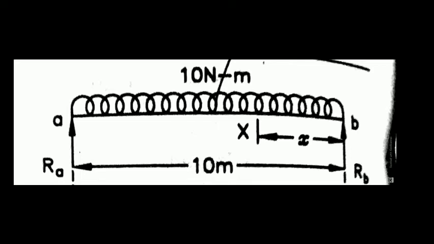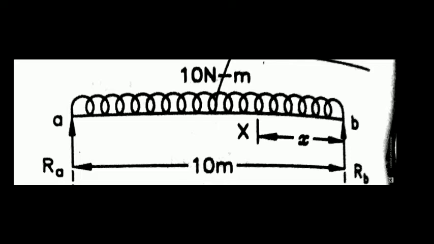In the beam we can see that there are two supports, point A and point B. Let the reaction at point B be RB in the upward direction, and similarly at point A the reaction RA is in the upward direction. Now we find out the reactions RA and RB.